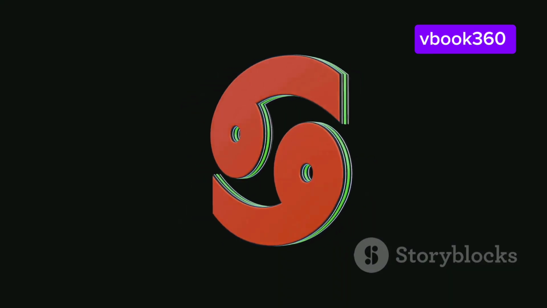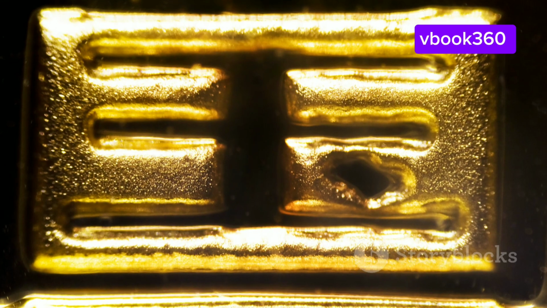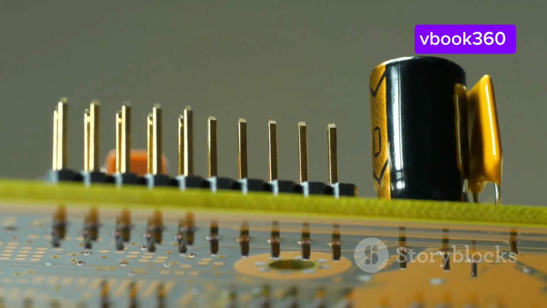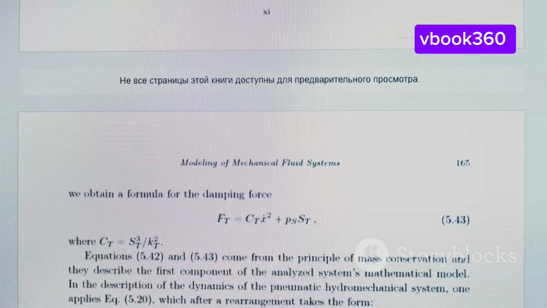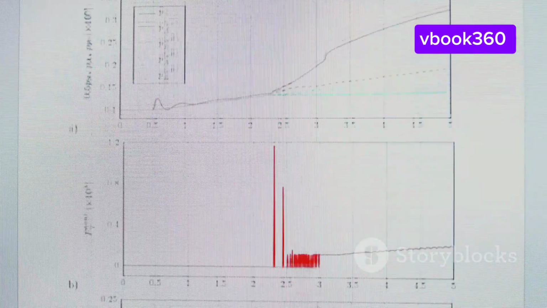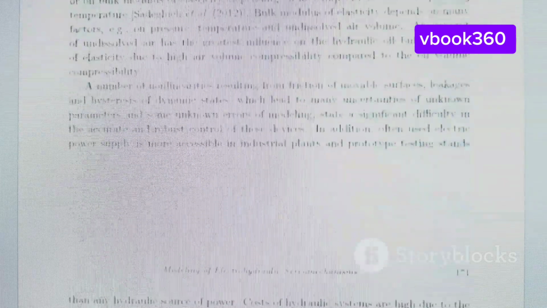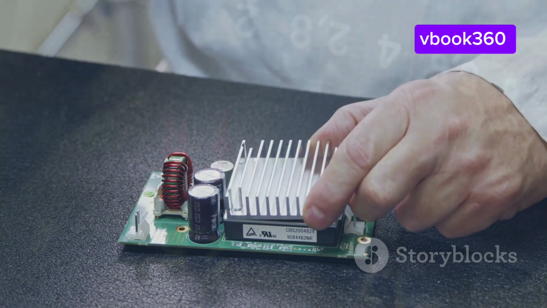This tolerance is typically expressed as a percentage and is indicated by the 5th band on a resistor. The most common tolerance values and their corresponding colors are gold plus or minus 5%, silver plus or minus 10%, no band plus or minus 20%. For instance, a 100 ohm resistor with a gold tolerance band could have an actual resistance value anywhere between 95 ohms, 100 minus 5%, and 105 ohms, 100 plus 5%. Understanding tolerance is crucial when selecting resistors for your circuits.